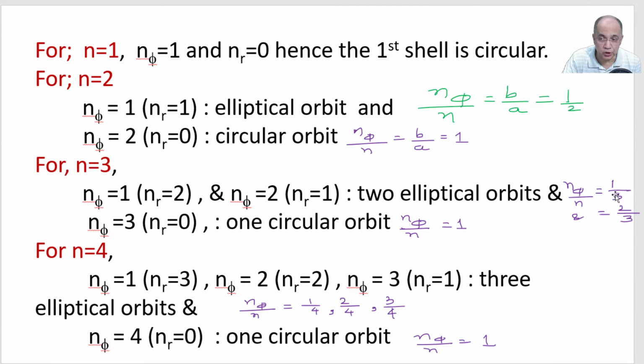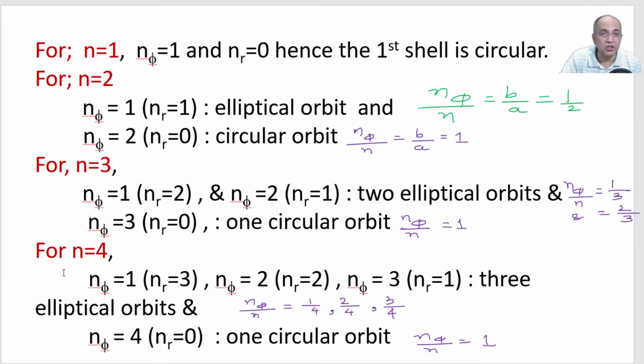The other one is 2 by 3 when n phi is equal to 2. And the third one is n phi is equal to 3 when nr is equal to 0. So that is a circular orbit because B by A is equal to 1, because you know n phi by n is equal to B by A. B by A is equal to 1 means it is a circular orbit.